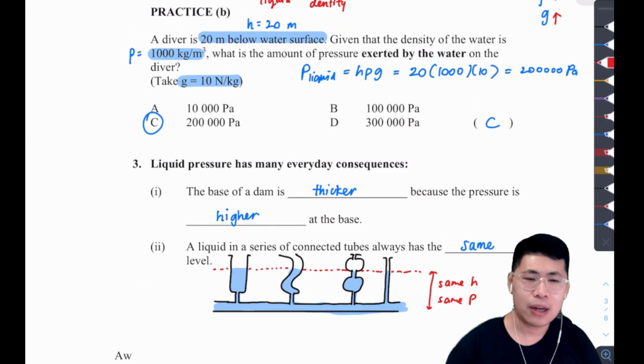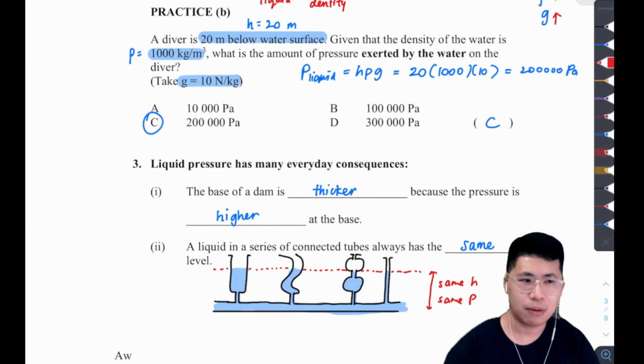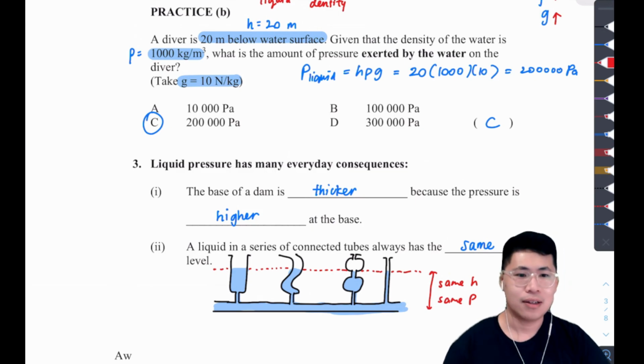In the next part, we're going to explore the next concept of liquid pressure, which is the hydraulic press. So stay tuned.